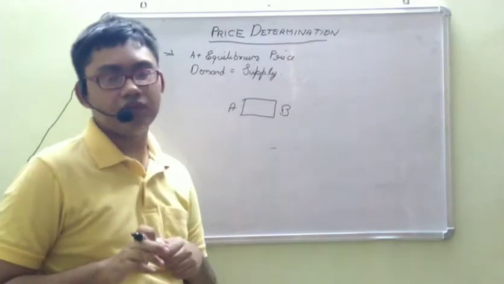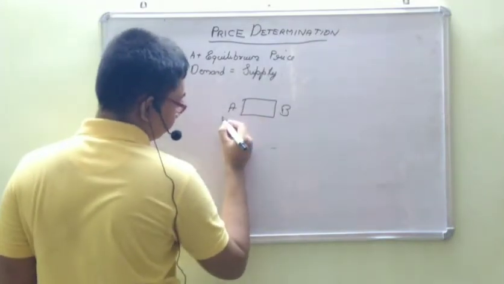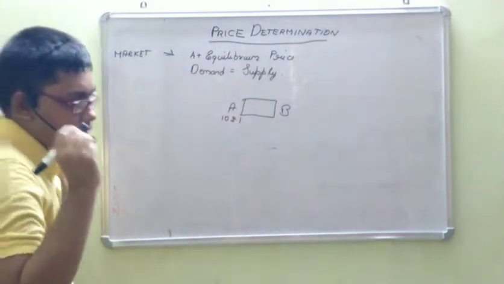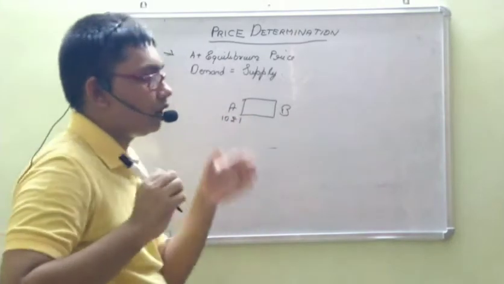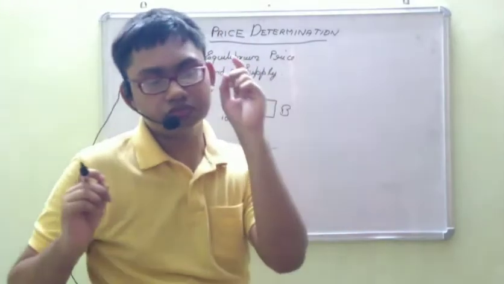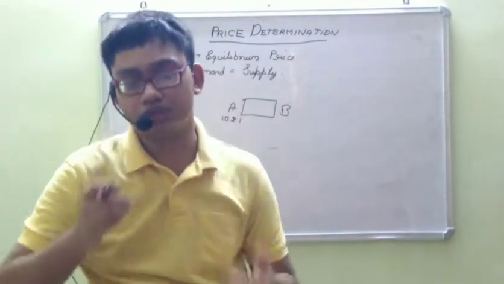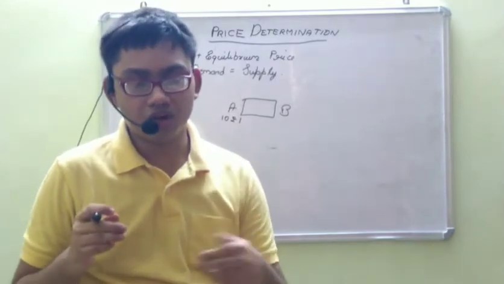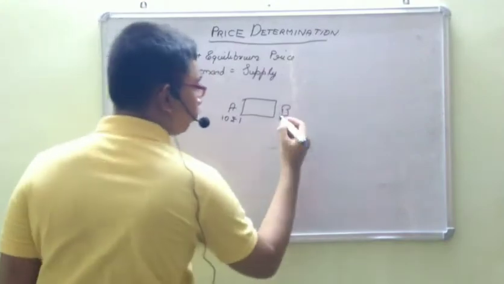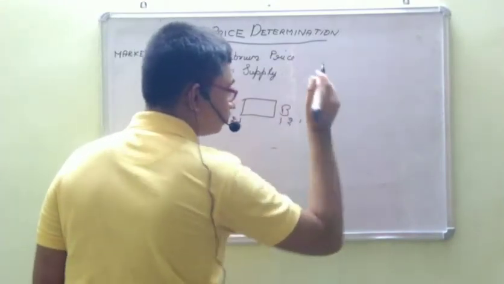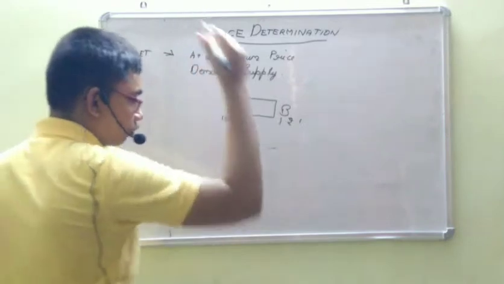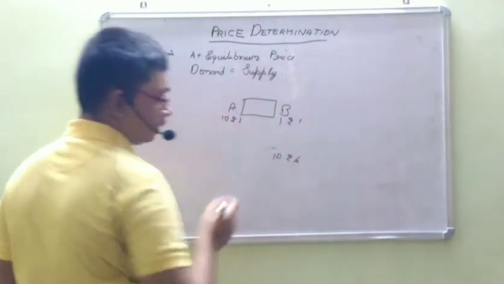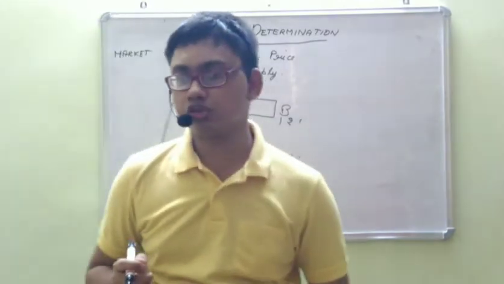A says he will buy 10 units for rupees 1. "Hey brother, I'll give you rupees 1 each and you give me 10 units." And the seller says, "Hey brother, are you foolish? I will sell you only 1 unit for rupees 1. If you want 10 units, you pay me 6 rupees each."